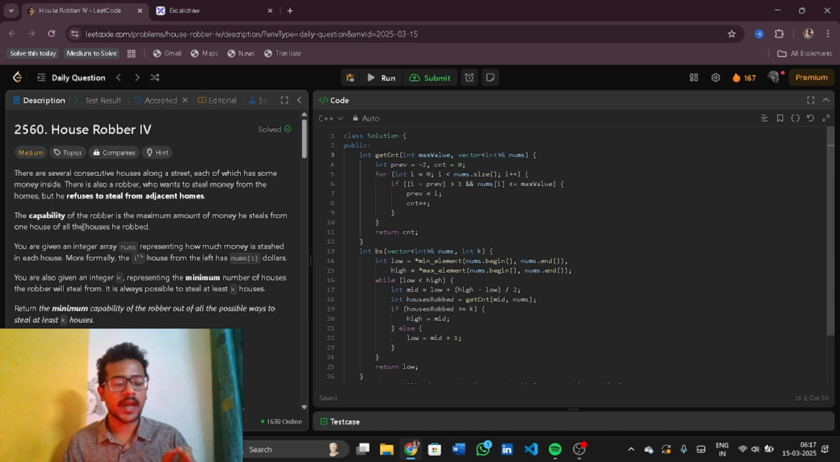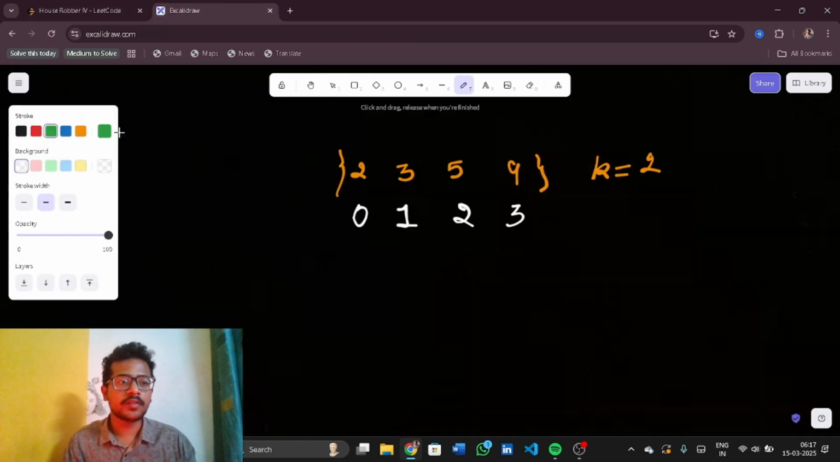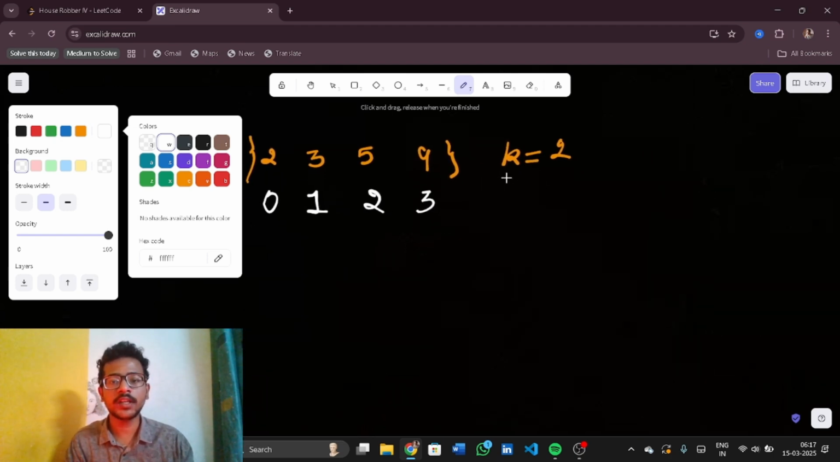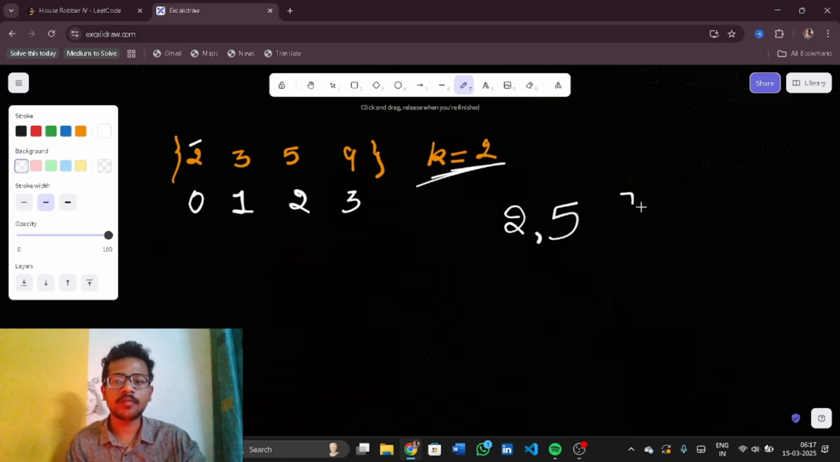Now the actual problem: the capability of the robber is the maximum amount he steals from one house, across all the houses he robbed. So if I break down this question simply, firstly, take these indices and find all the combinations the robber can rob from. Here k is equal to 2, meaning he robs at least two houses. I will take 2, and I cannot take 3, so I'll take 5. Now, what is the maximum of these two?